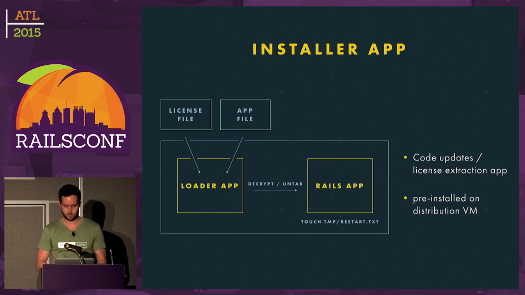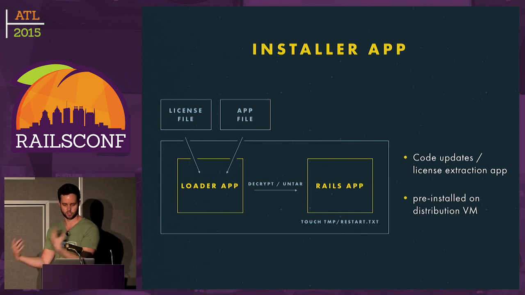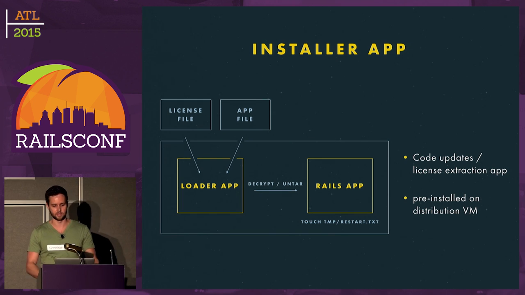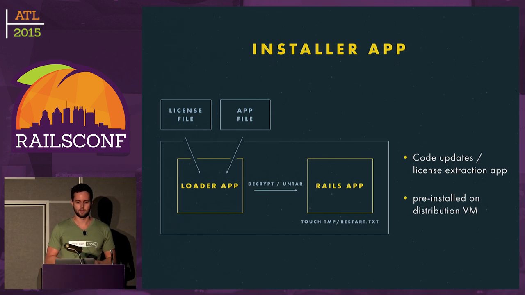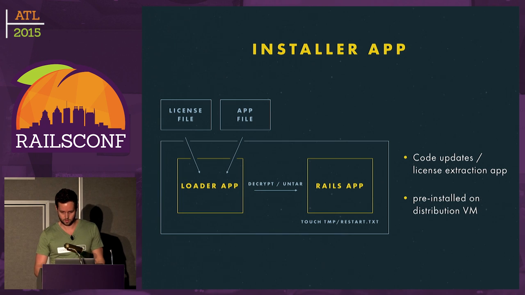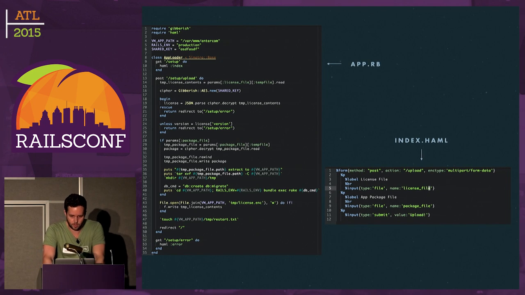So the installer app itself is just a simple Sinatra app that takes the package and the license file, and puts them in the place where they'll live. And this one, you want to have pre-installed on the VM for distribution, because it's going to be doing the work to get Rails up and running. So we can go over a bit of what is actually happening in the Sinatra app.